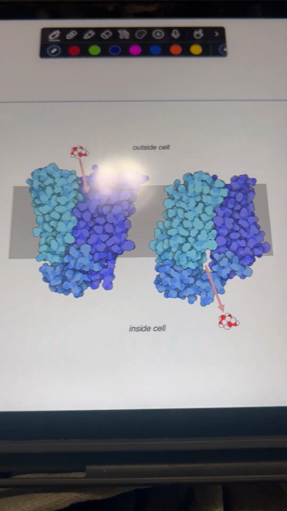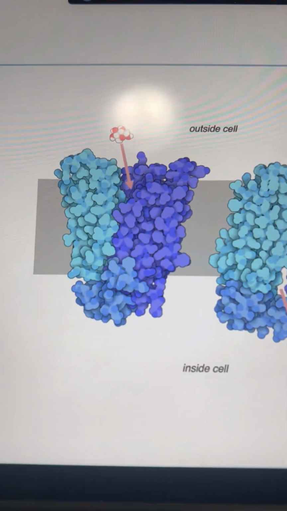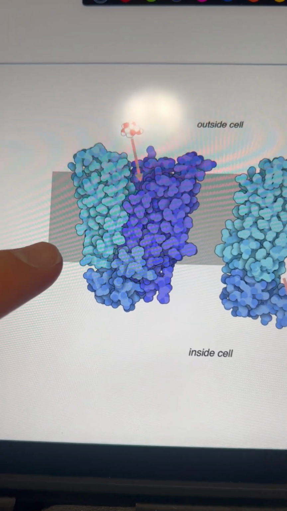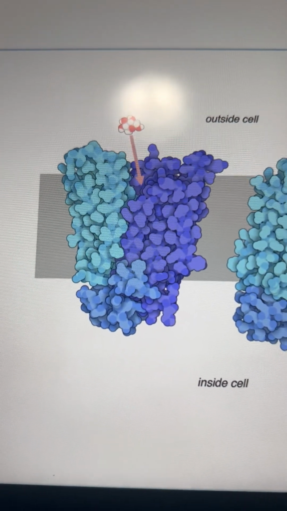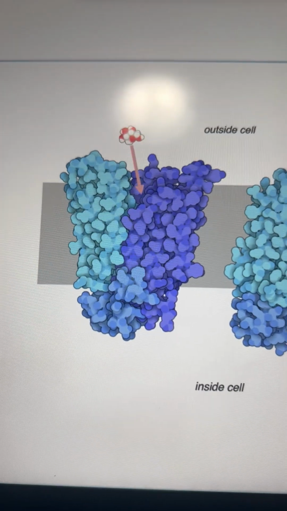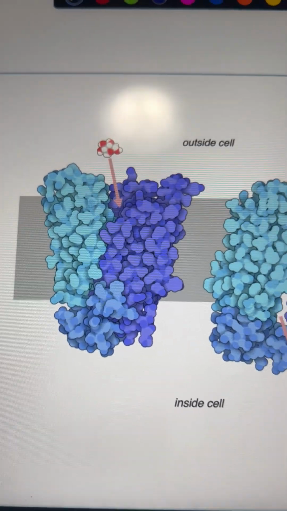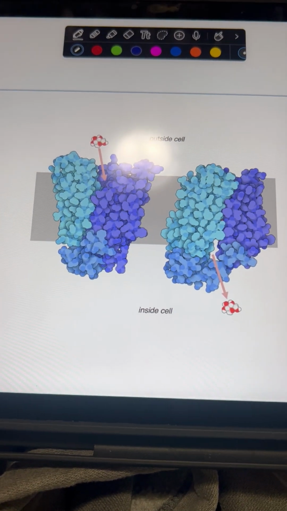Another important fact here is that these actually act like enzymes. When they bind glucose and have conformation changes, they act like an enzyme in that they can speed up how fast a molecule or a protein can come into the cell. So it's a lot like an enzyme in that way as well. Something extremely important to note there.